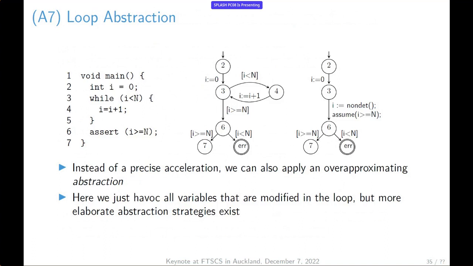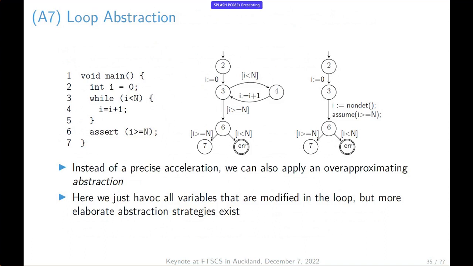We could abstract from the loop by saying, oh, we havoc the value of I, which is changed in the loop, which is the only variable changed in the loop. We say, okay, let's have this be a non-deterministic value, and since it's in the loop, and we know that it leaves the loop only if I is greater or equal to n, we put an assume here, right? And then we can prove this program correct.